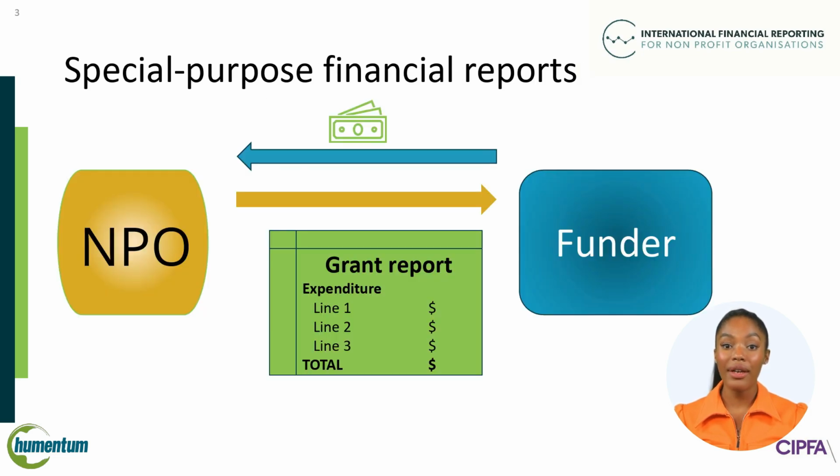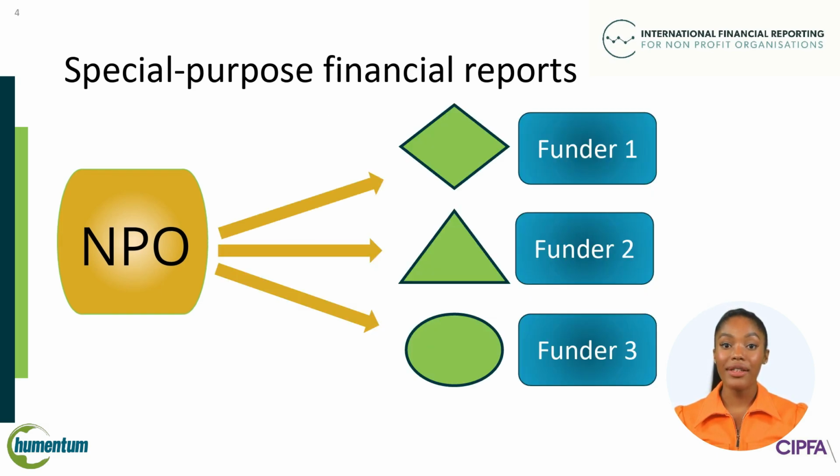When funders provide grants for specific purposes, they frequently require reports about how those specific funds have been used. Such reports are special purpose financial reports because they meet the needs of a particular reader. Each funder can require their own format for these reports. The formats are often different from each other, so this can create a significant burden for grantee organizations.